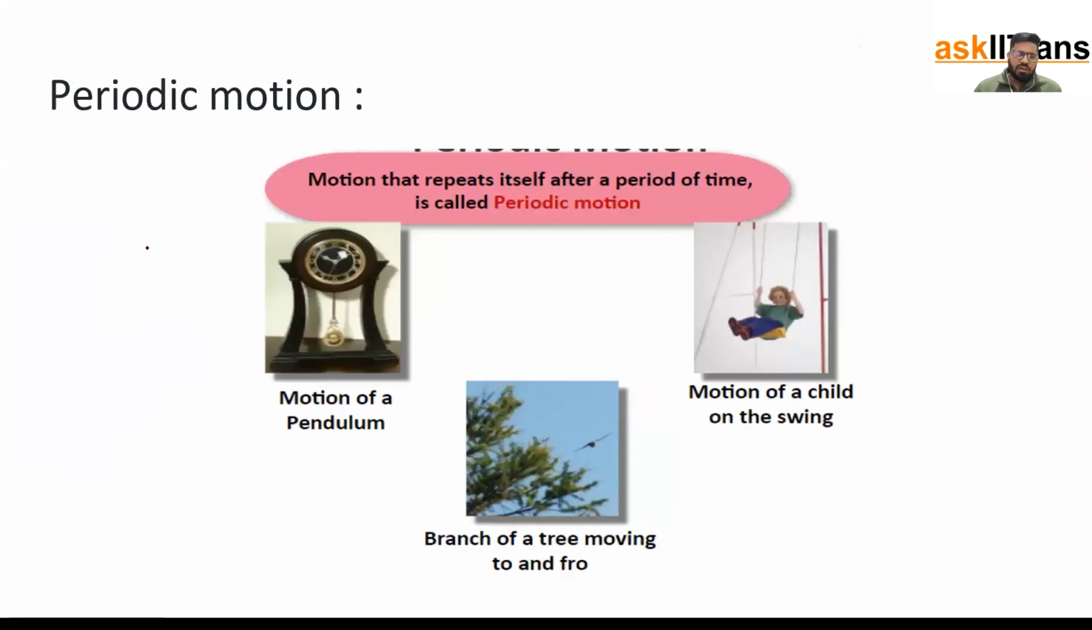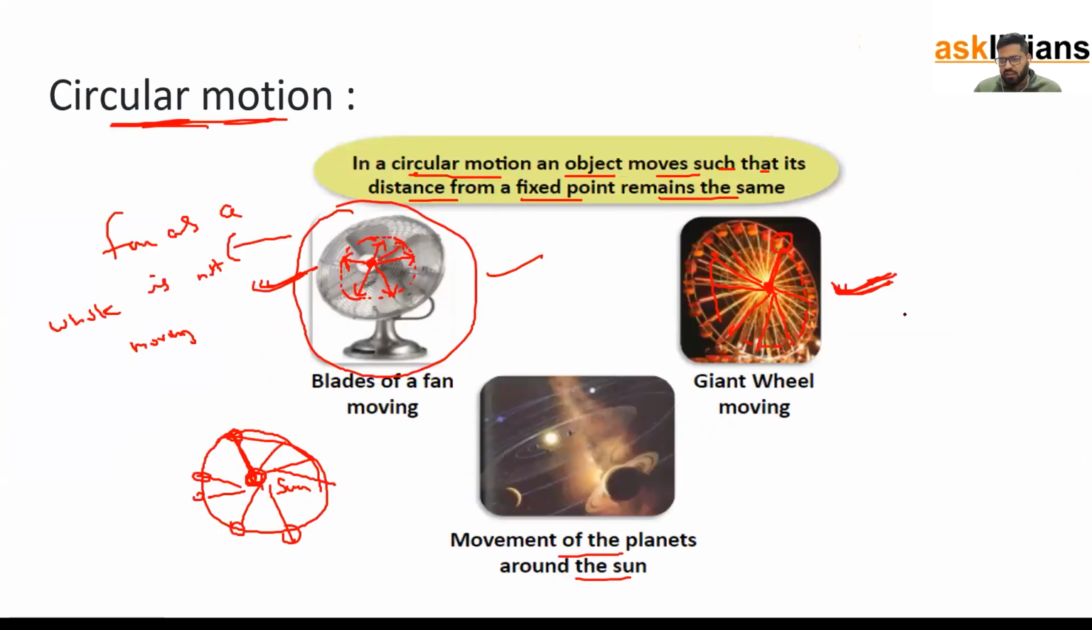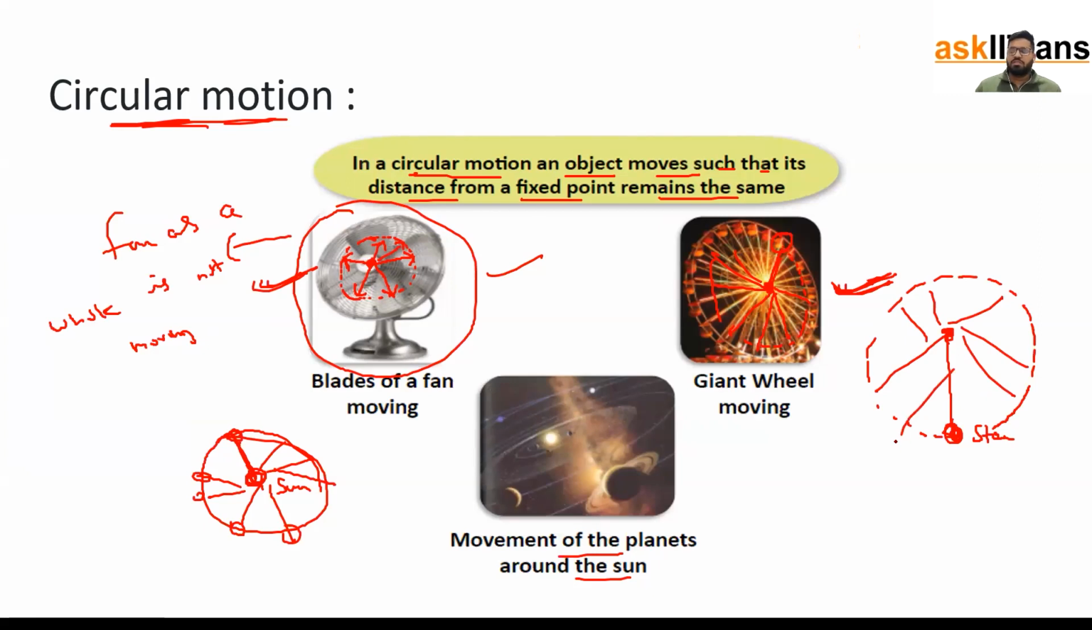Now if I give you one example of circular motion from daily life, it can be like this. If I tie a stone with a thread, this is a stone, and I whirl it with my hand like this, whatever motion this stone is performing is circular motion, because you can see the distance of the stone from the center is constant everywhere. So you can say it is performing circular motion.